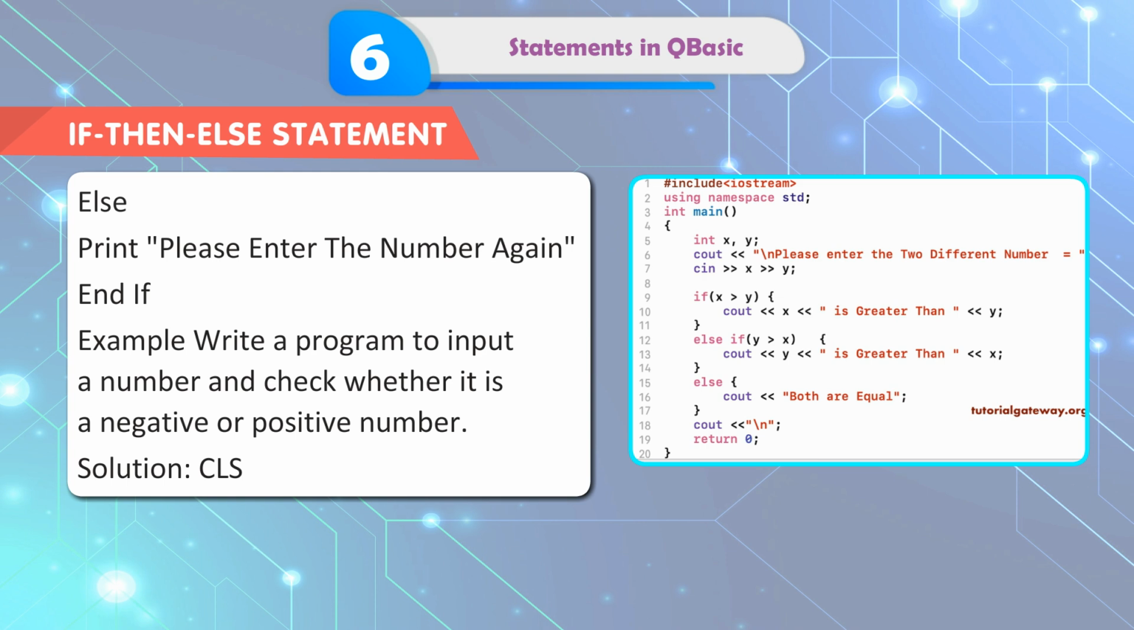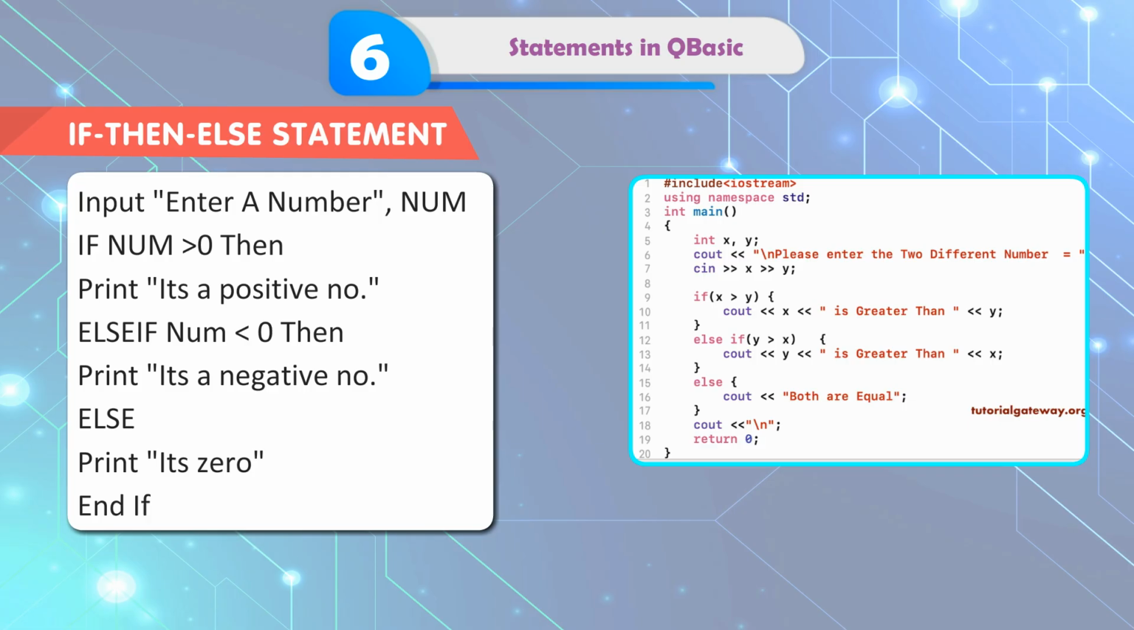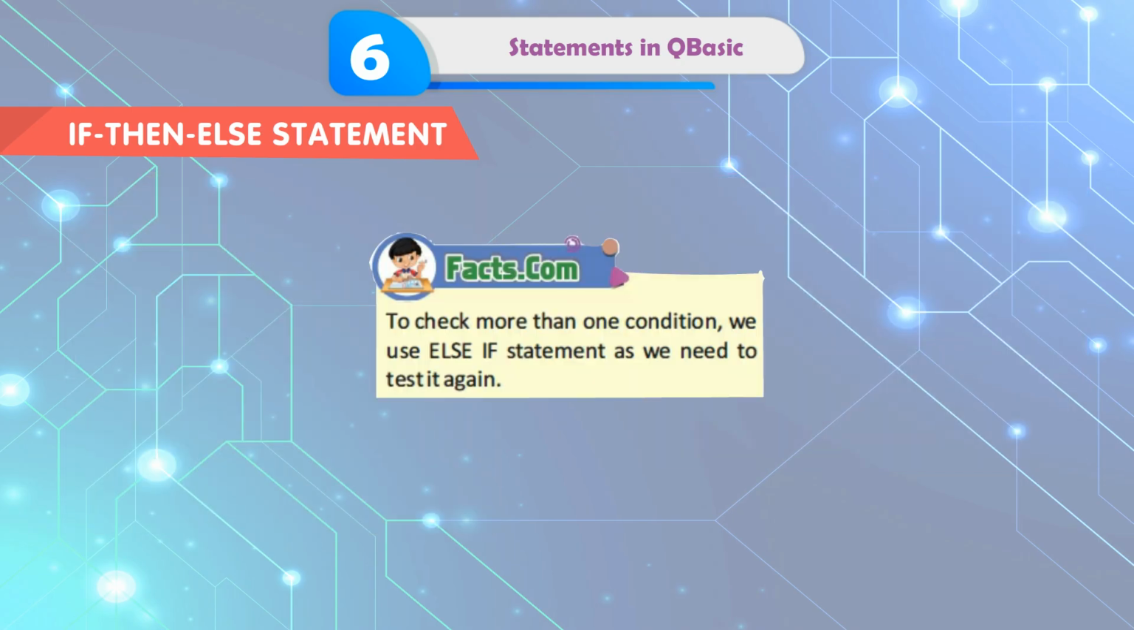Example: write a program to input a number and check whether it is a negative or positive number. Solution: CLS, INPUT "Enter a number", num, IF num > 0 THEN PRINT "It's a positive no.", ELSEIF num < 0 THEN PRINT "It's a negative no.", ELSE PRINT "It's 0", END IF. To check more than one condition, we use the ELSEIF statement, as we need to test it again.